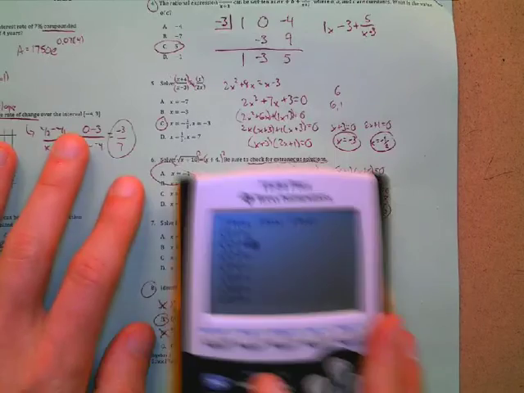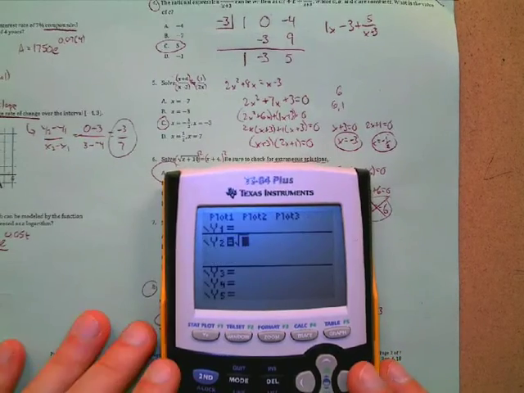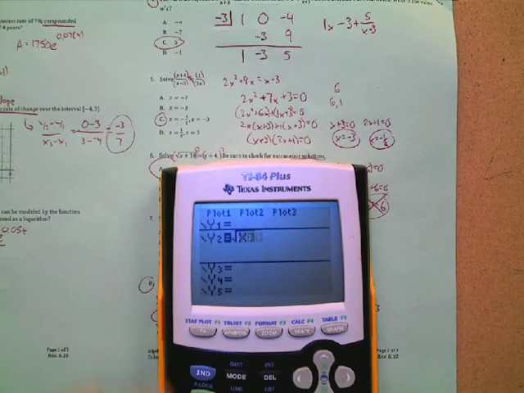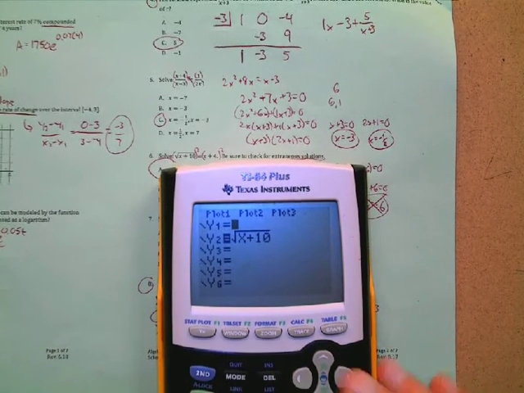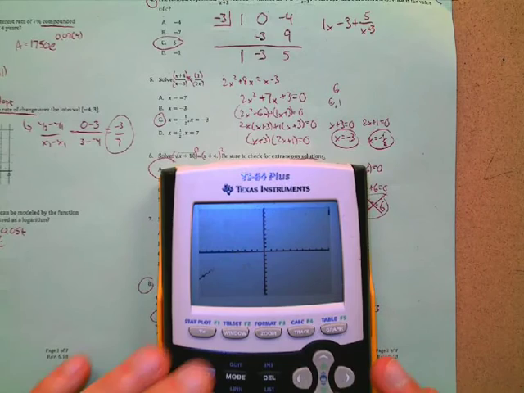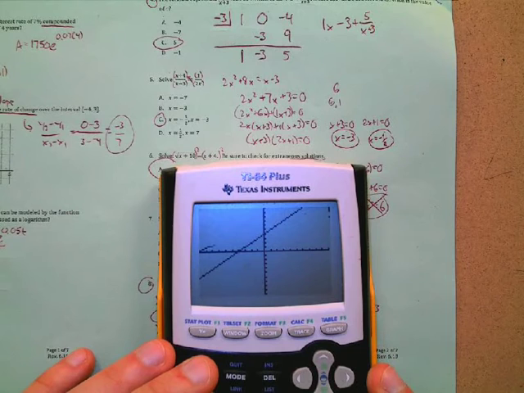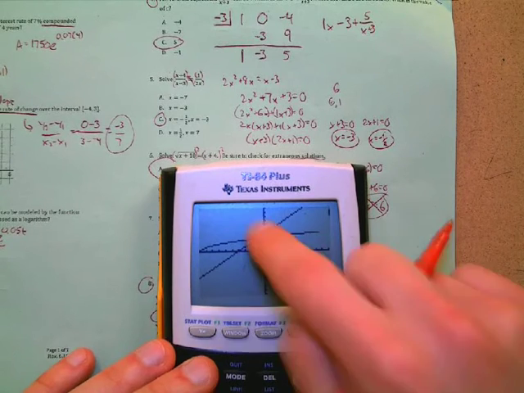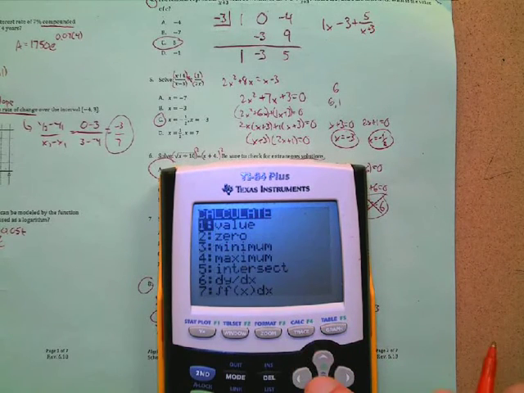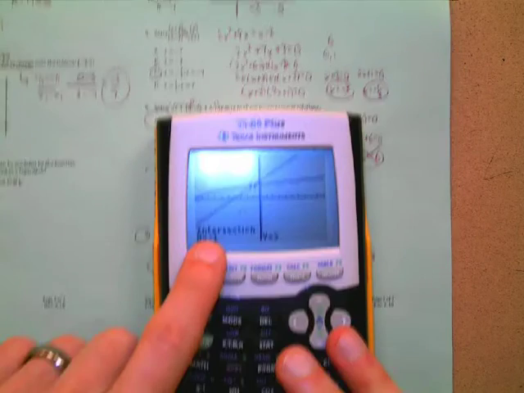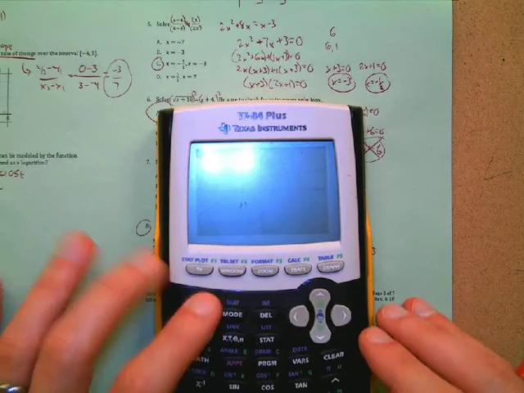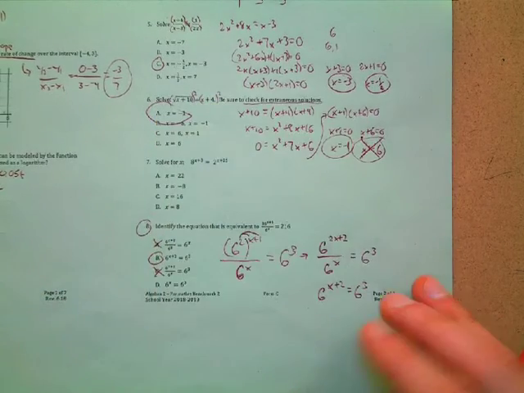If you chose to solve this using your graphing calculator, you would type in square root of x plus 10, and then also x plus 4. And there's our point of intersection. You can see it only intersects at one point, and there's your answer of negative 1. All right, let's try moving on here.